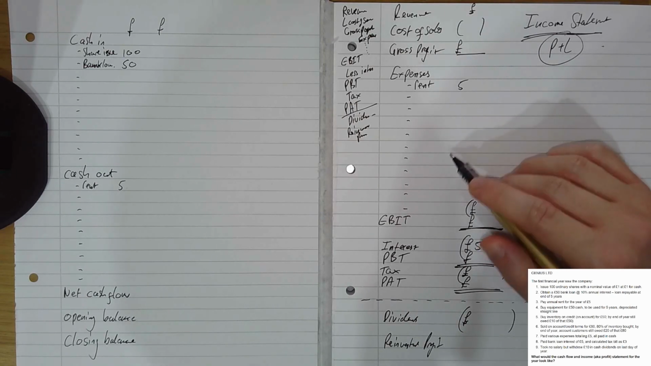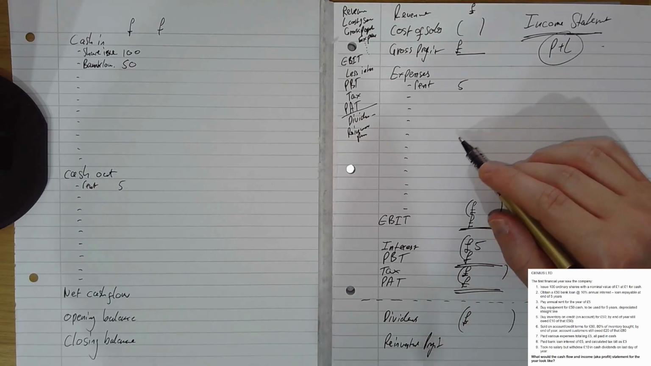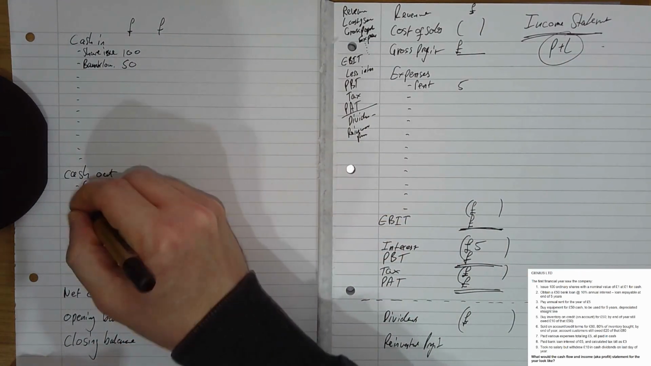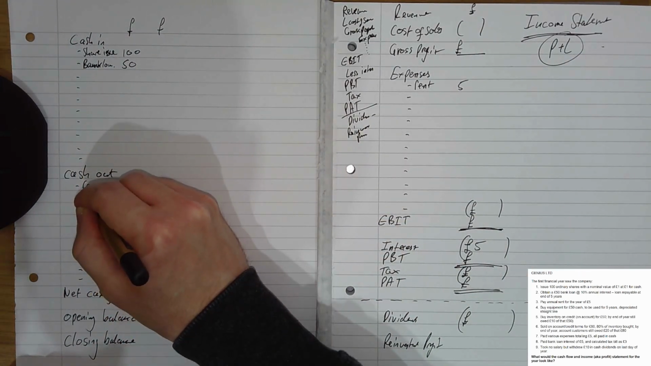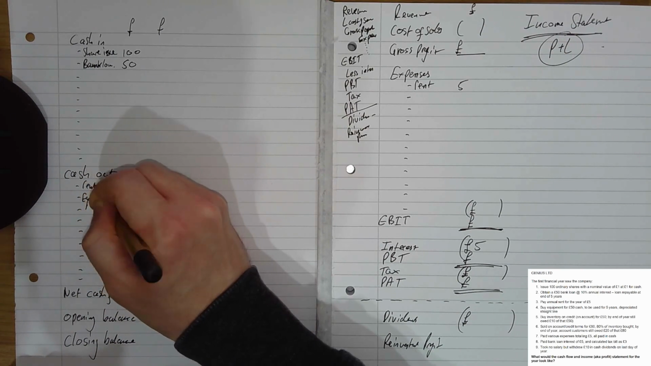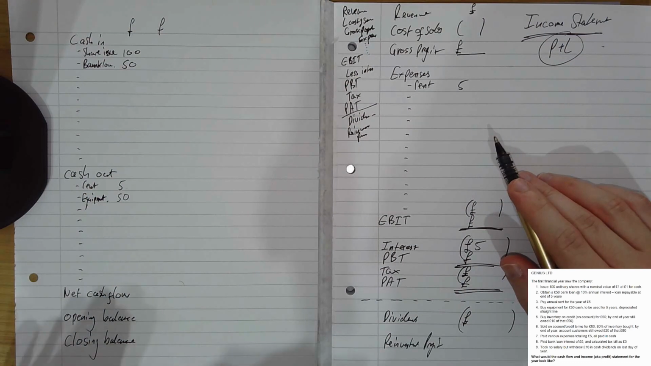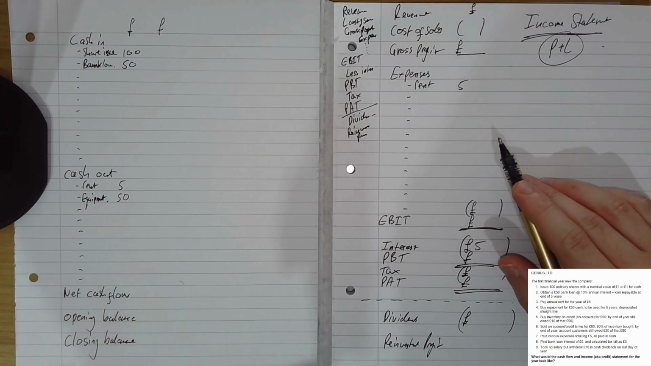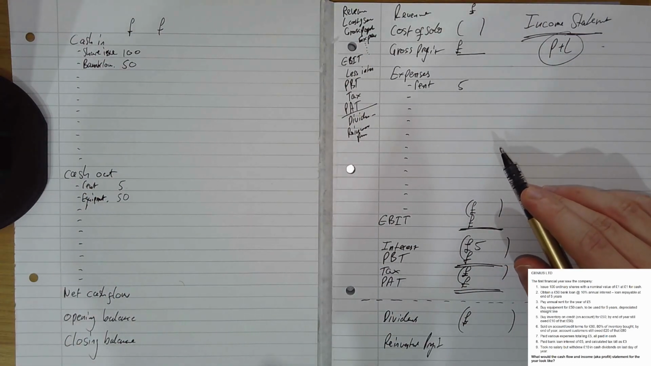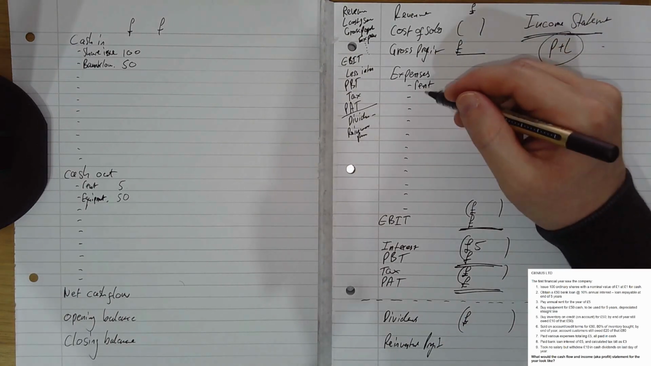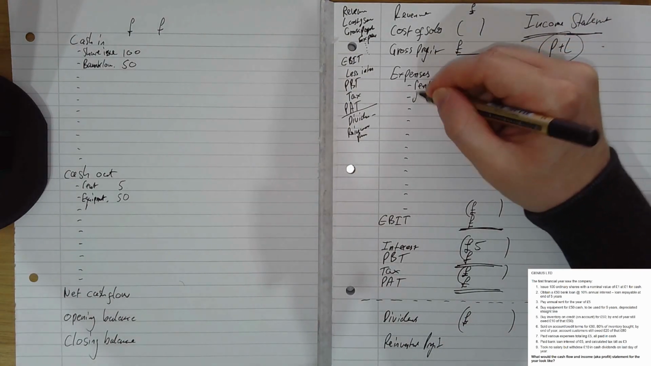Number 4, buy equipment for £50 cash. Boom, £50 cash. We've got equipment. Paid out £50 for the cash. To be used for 5 years, depreciated straight line. That means that at the end of the 5-year period, it's worth nothing. Over 5 years means that 50 divided by 5 is 10. That it depreciates by £10 every year. Depreciation is an expense.